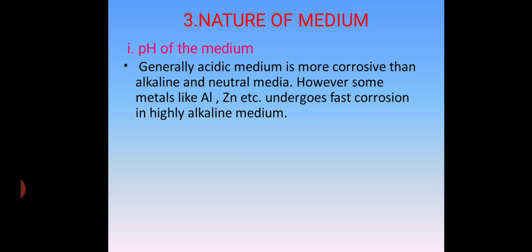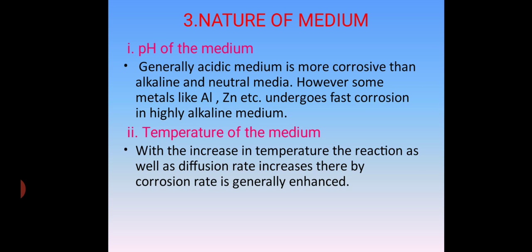Why? Because when it becomes basic or towards alkaline medium, what happens? Instead of oxide and all, hydroxide layer will be formed, which will act as barrier for the further corrosion. This was effect of pH on rate of corrosion. Then temperature. With the increase in temperature, the reaction as well as diffusion rate increases. Thereby, corrosion rate is generally enhanced.